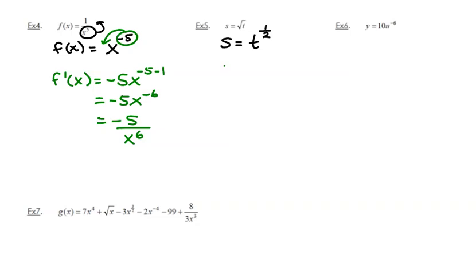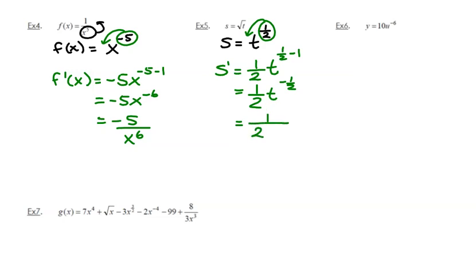So to take the derivative, s prime, I'm going to take 1/2, bring it down to the front. It becomes a coefficient in front of the t, and then you take the 1/2 and you subtract 1. So that's 1/2 t to the power of negative 1/2. And again, I don't want that negative exponent, so I'm just going to bury it in the denominator. So that 2 is already in the denominator from the 1/2, but now the t is going to join it with a positive exponent of 1/2.